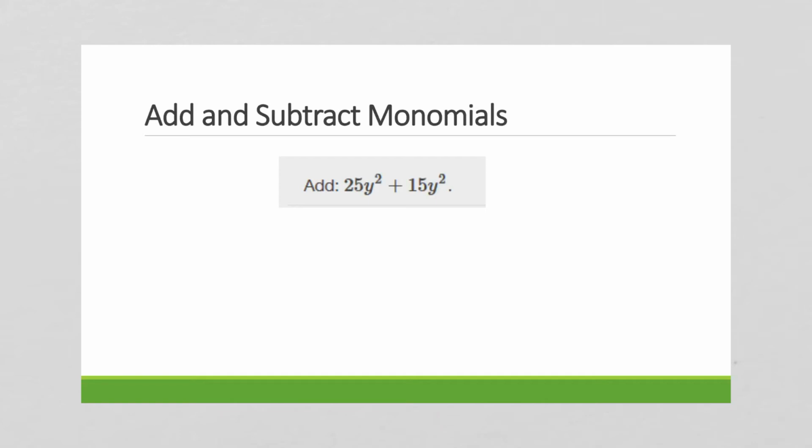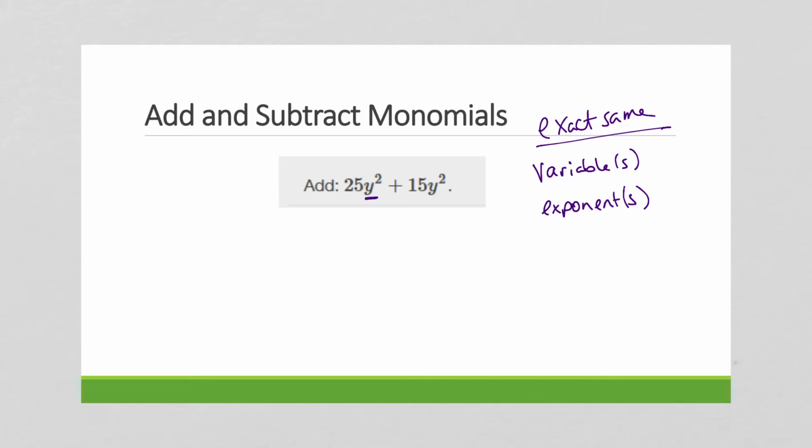All right, so to add and subtract monomials, first of all, you have to have like terms. In order to have like terms, your variable or variables, I'm going to put the S in parentheses because it may or may not have multiple, and your exponent or exponents have to be the exact same, okay? In order to add or subtract.